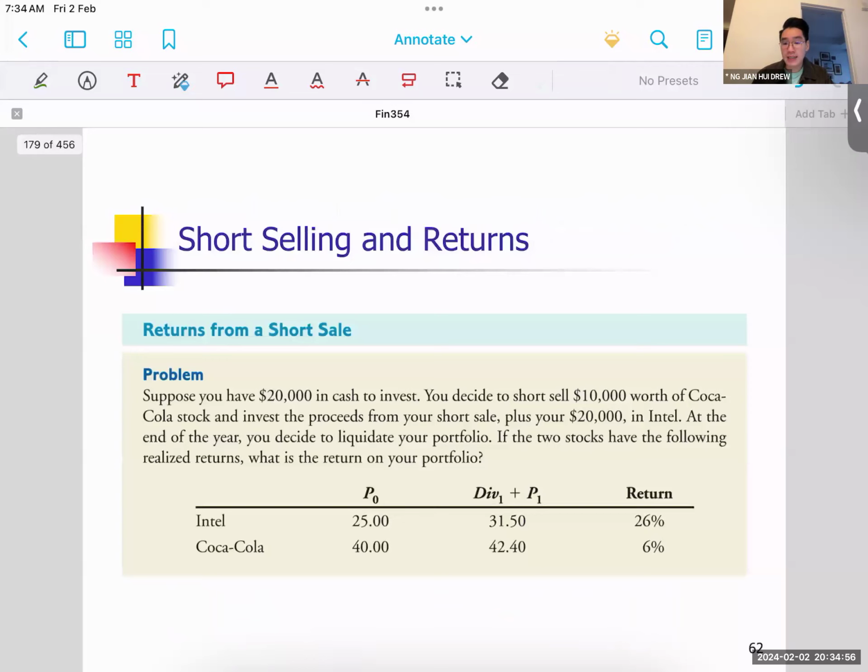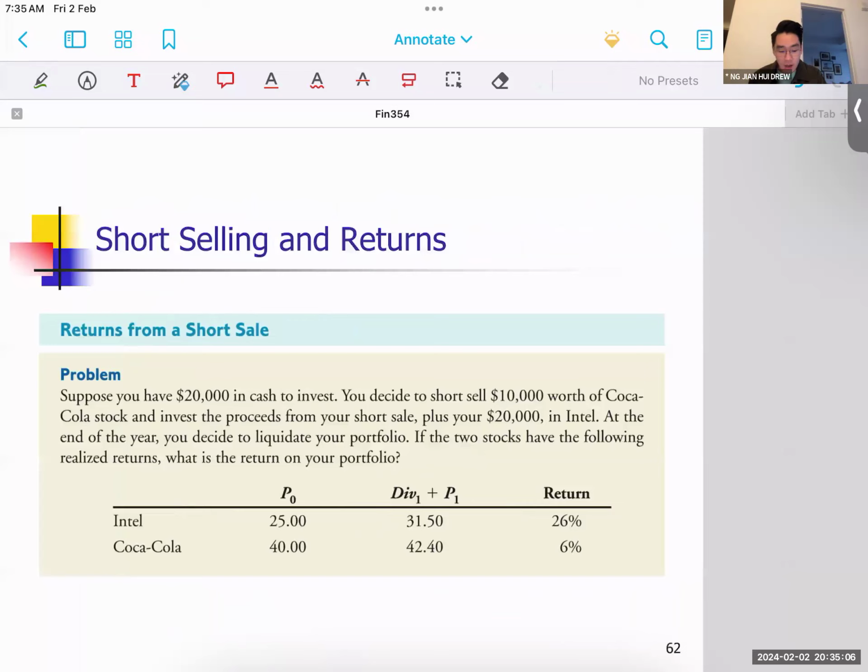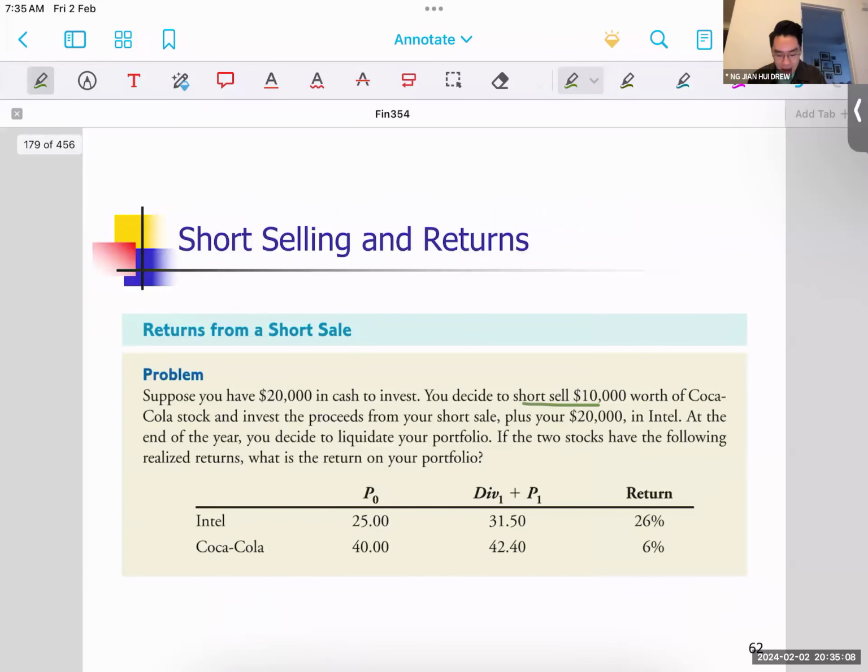We do have a question here to really make you understand what short selling means. Let's read this question. Suppose you have 20K cash to invest. You decide to short sell 10K worth of Coca-Cola. Remember, when you short sell, you do not have the stock. You're just short selling it. And invest the proceeds of your short sell plus 20K in Intel. At the end of the year, you decide to liquidate your portfolio. If your two stocks have the following realized return, what is the return on your portfolio? So this is a very simple question on those two stocks.